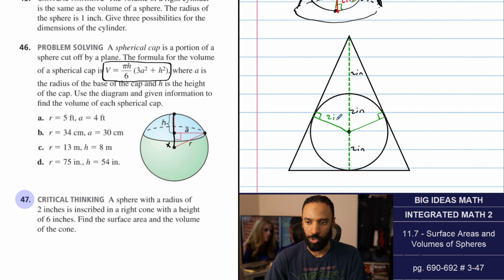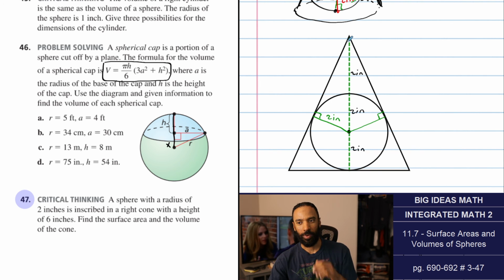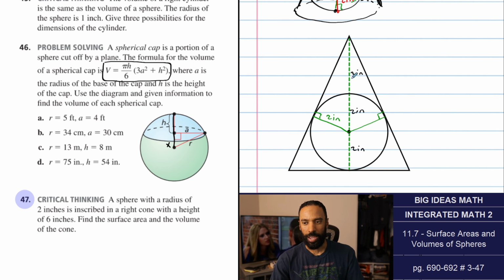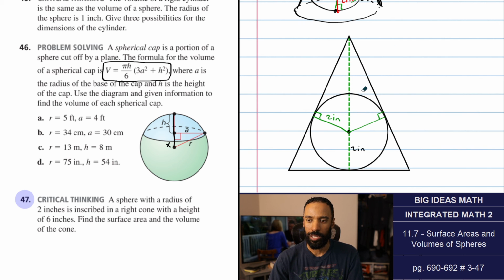This is also 2 inches. What I'm seeing right now is a right triangle. And in this right triangle, this length would be 4. So actually, forget what the 2 inches are. This gives me 4 inches as a whole.